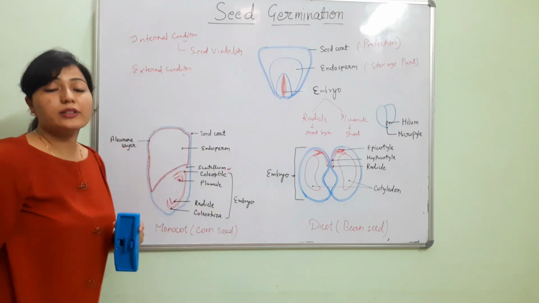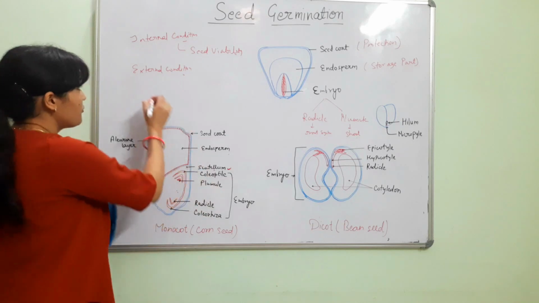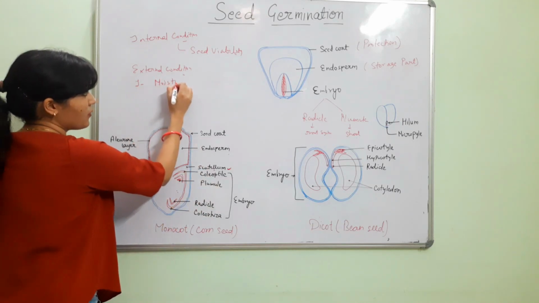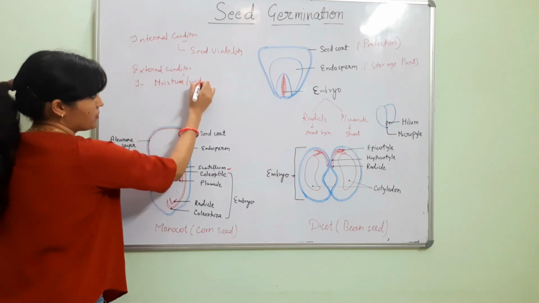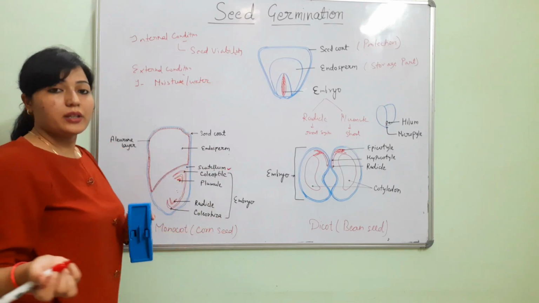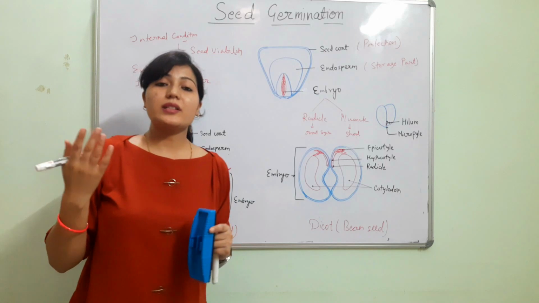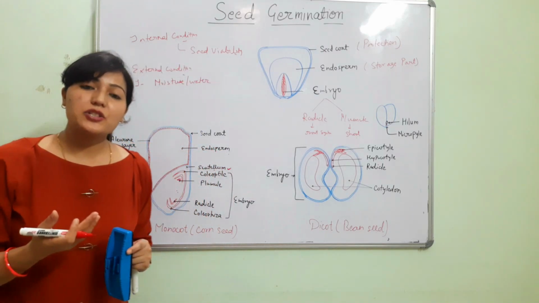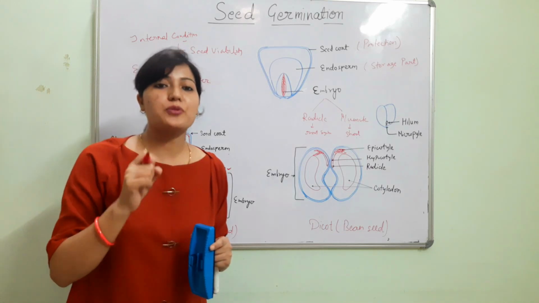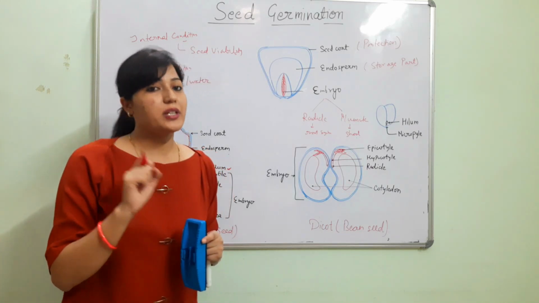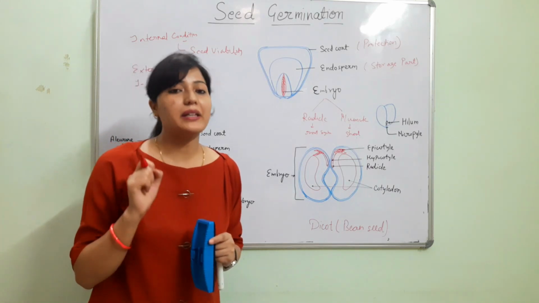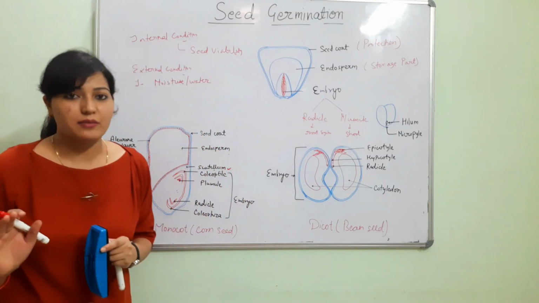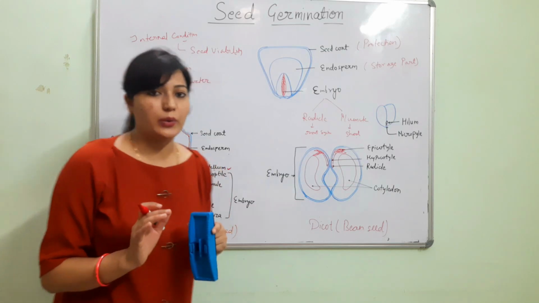which are required for seed germination. Okay, the first important thing is moisture or water. Moisture is a prerequisite requirement for seed germination, because during germination the first step is the absorption of water. So moisture is very important and it must be in adequate amount. It should not be too little or in excess. Okay, it should be adequate.